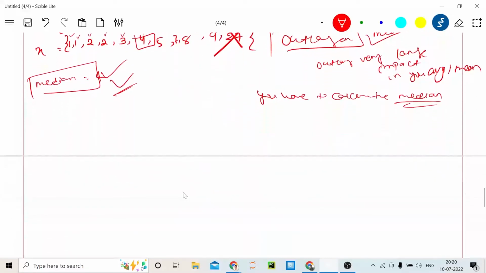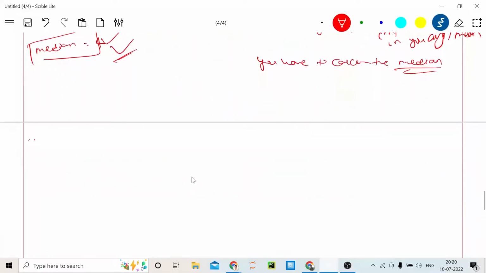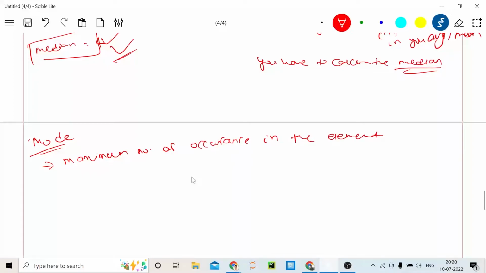And one more thing is called the mode. What is the mode? Mode takes the maximum number of occurrences of an element. That means mode is mostly used for categorical variables.